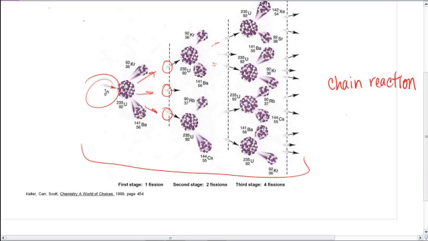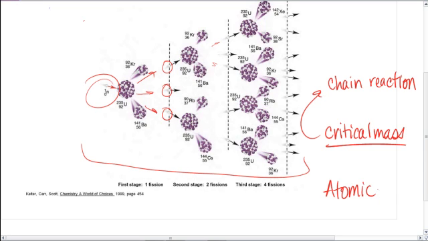But in order to have enough of that to keep going, what you need is what's called a critical mass of uranium. A critical mass of uranium is enough to start a chain reaction. And that's the premise of the atomic bomb.